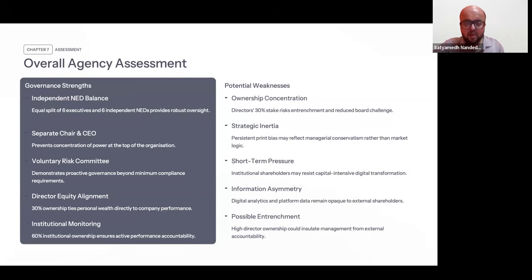60% of the holding is with institutional investors. Directors के पास सिर्फ 30% stake है. ठीक है. There might be some short-term pressures also. If the institutional shareholders don't have that long-term vision, they might resist capital-intensive digital transformation, and they might feel कि यार जो भी है, deliver the value to us in short term, and we don't want to spend so much on, basically investing in long-term IT projects.